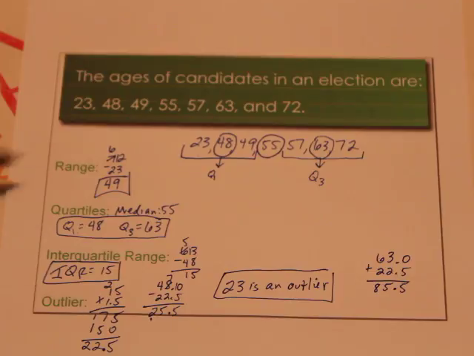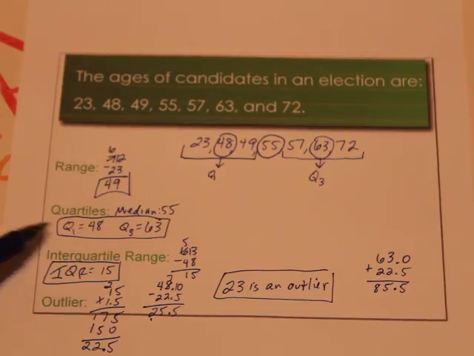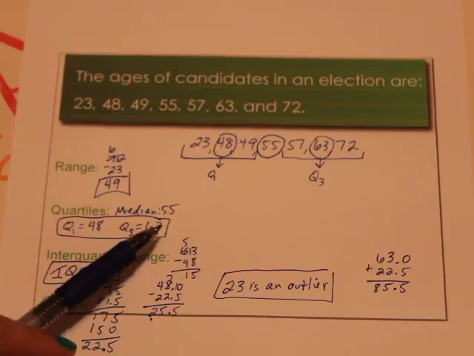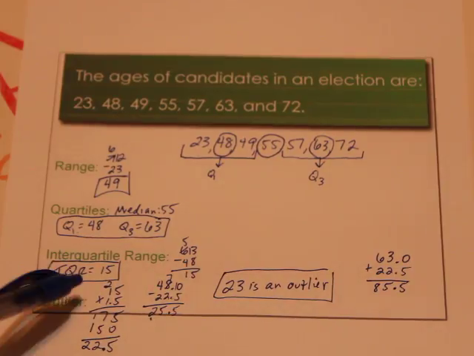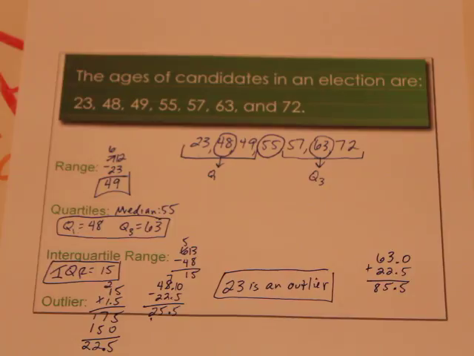Looking at your data, the range of the people running for the office is 49. About 25% are 48 or below. About 25% are 63 and above. Between the two, there's a range of 15 years, that's what we get there, and 23, our youngest guy, is the outlier. He's the furthest away from everybody else in age.